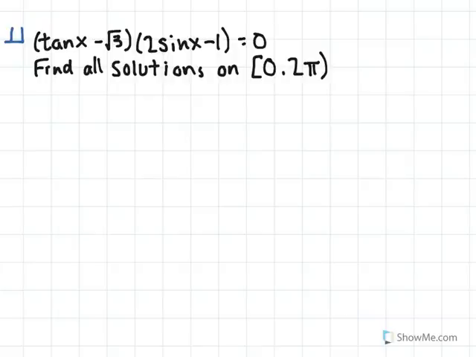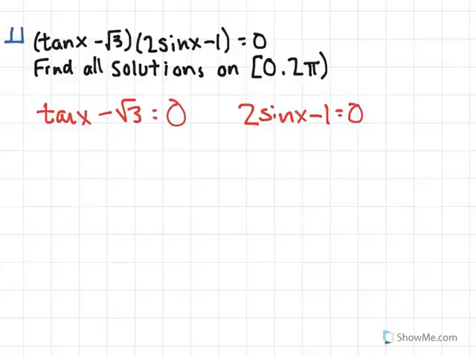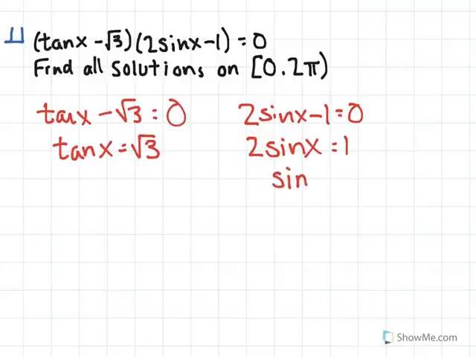So the first thing we know is that if this product is equal to 0, then either tangent x minus root 3 equals 0, or 2 sine of x minus 1 equals 0. So to find all solutions on 0 to 2 pi, we can just solve for x in both of these equations and look at the solutions on 0 to 2 pi. On this side, we just add root 3 to both sides, so tangent of x equals root 3. And over here, we add 1, so 2 sine of x equals 1, and then divide by 2. So sine of x equals 1/2.